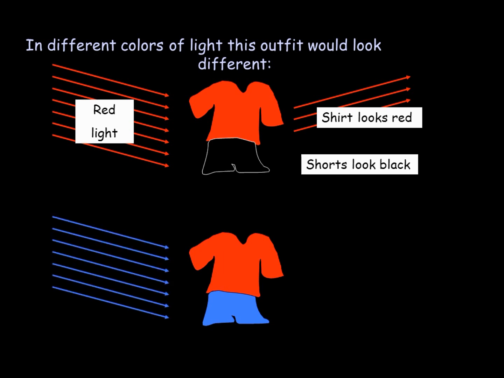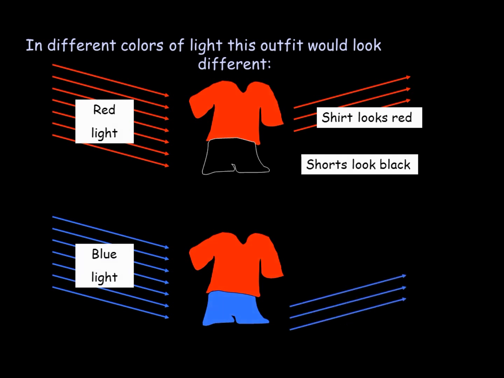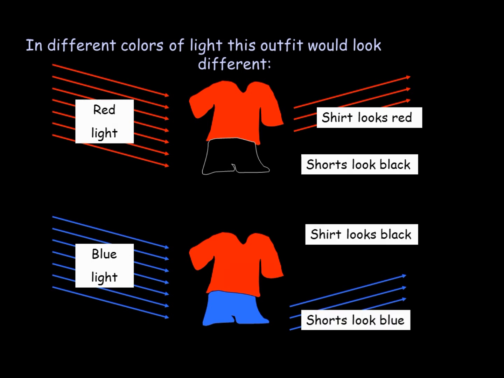Conversely, if I were to hit this soccer uniform with just blue light, obviously the shorts would look blue because the blue light would be reflected, but now the shirt would look black because no red light can be reflected from a red shirt if no red light was added to begin with.